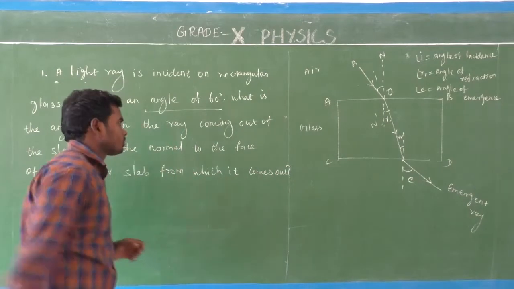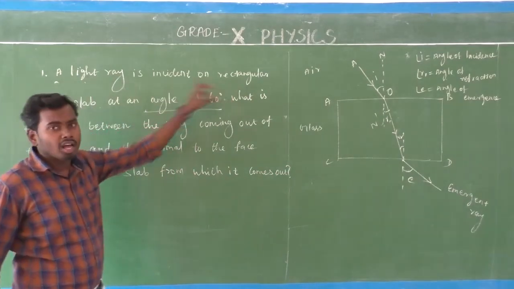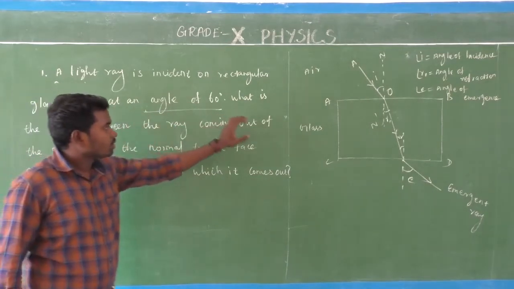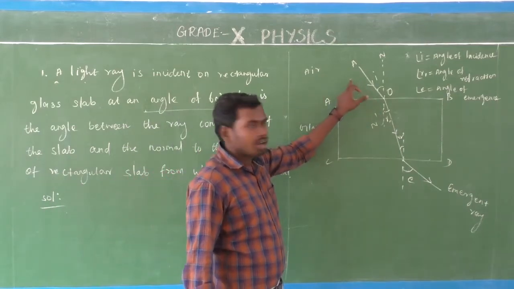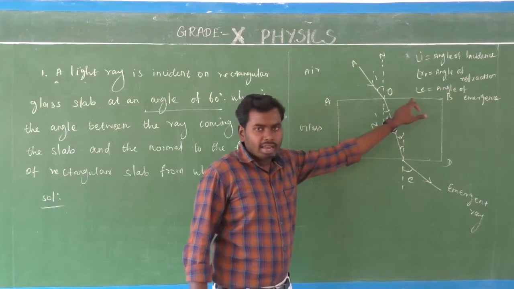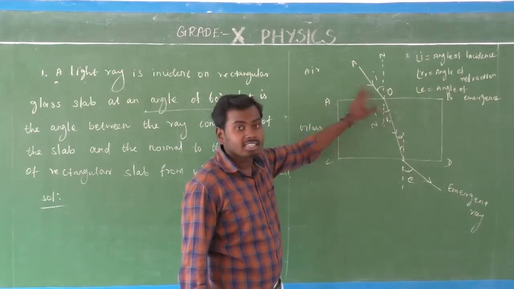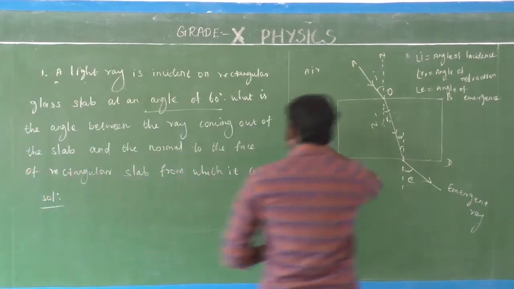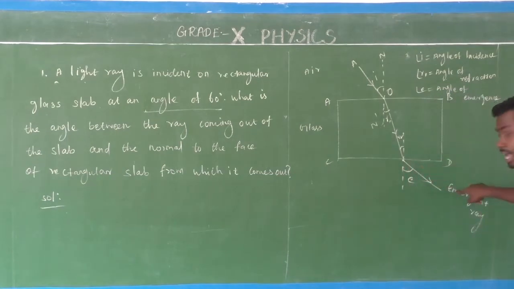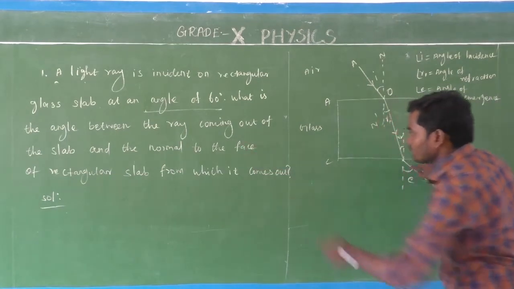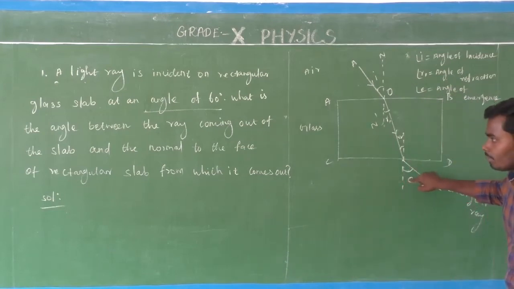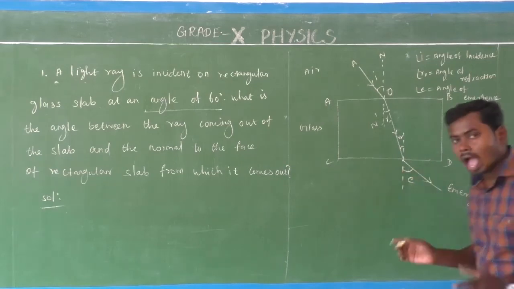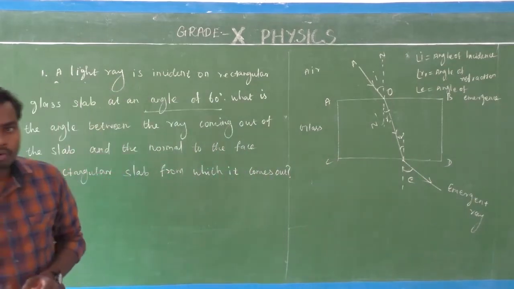Look at here. What is the question? A light ray is incident on a rectangular glass slab at an angle of 60 degree. What is the angle between the ray coming out of this slab, the emergent ray, and the normal? That is the question. So we have to find out this angle of emergence.